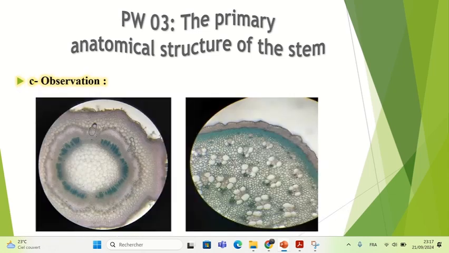Here there is the observation of monocotyledonous tissue, which is on the left, and the observation of dicotyledonous stems, which is on the right.